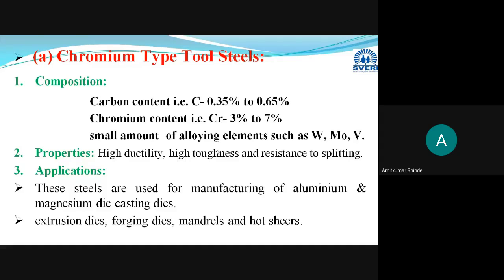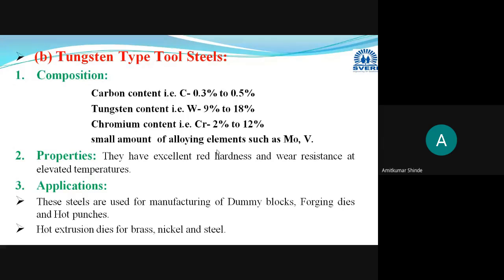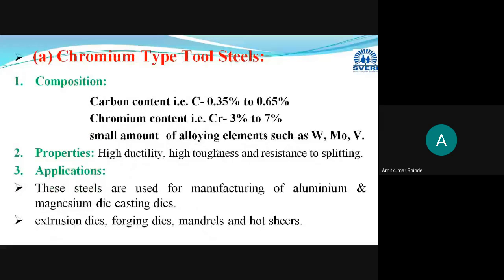Okay. Now here composition is generally, you can see clearly here chromium type, then tungsten type, and molybdenum type tool steel. Please write down these points. I will explain it. I will wait for 1 minute here.